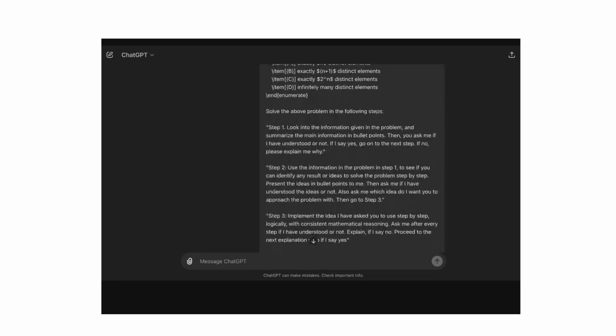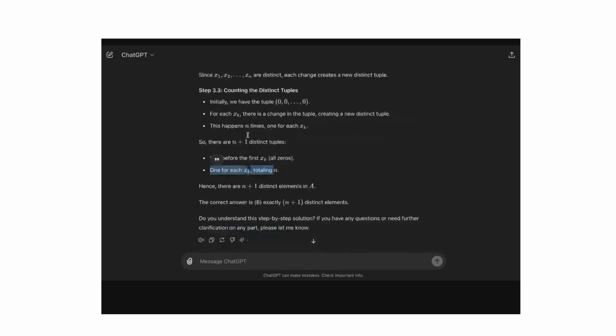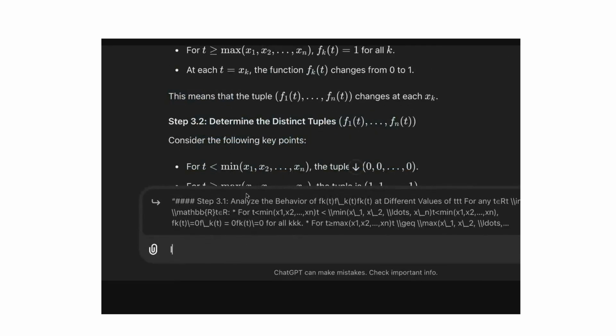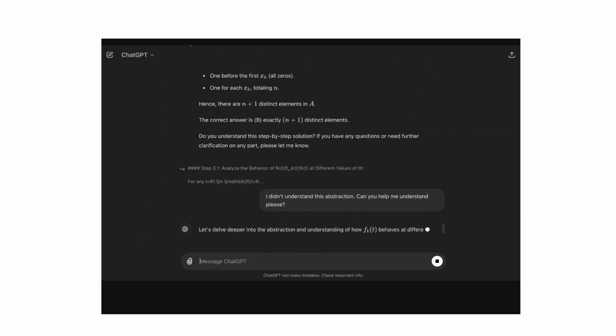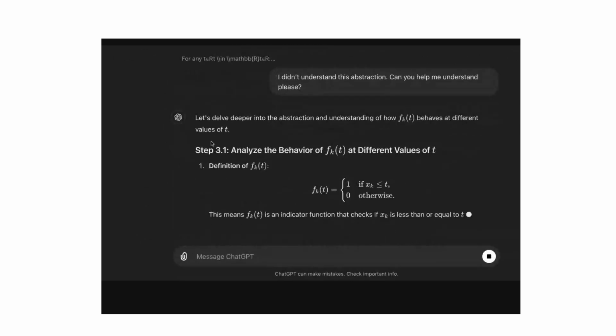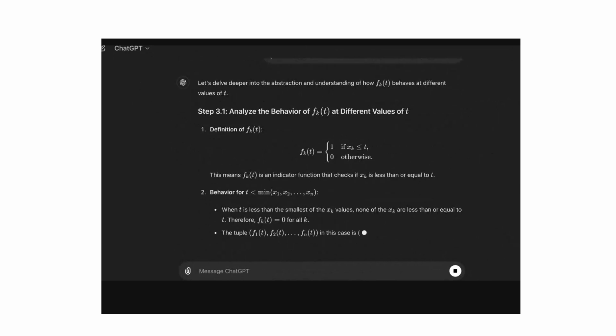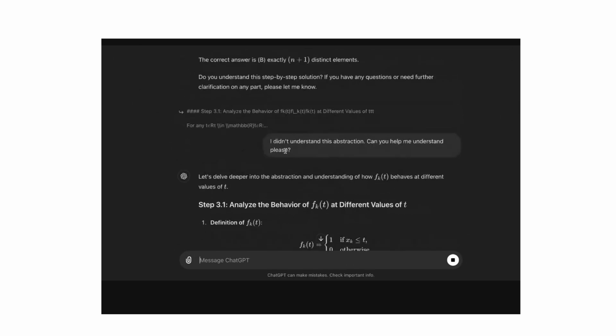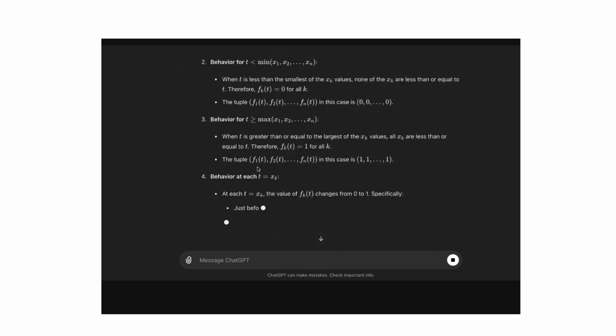I believe it's very exciting to show you this. But let's see, you don't understand this. Now let's see what it does. I didn't understand this abstraction. Can you help me understand, please? So let's see if it gives examples on its own. If it doesn't give, then I have to ask it to give examples. But you know that you can only understand by an example, so you can prompt it to give an example, right? You can tell it, please tell me with the help of an example.